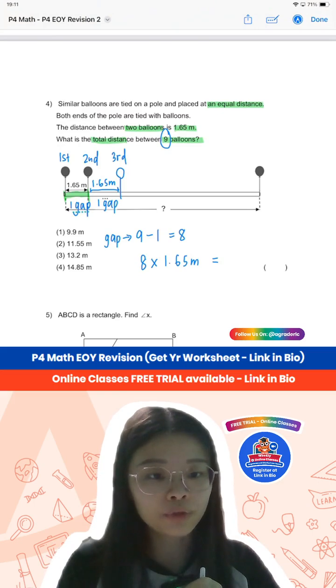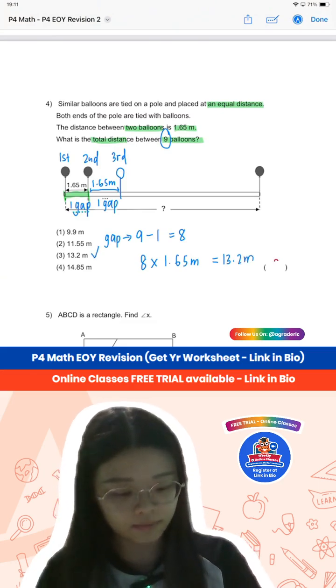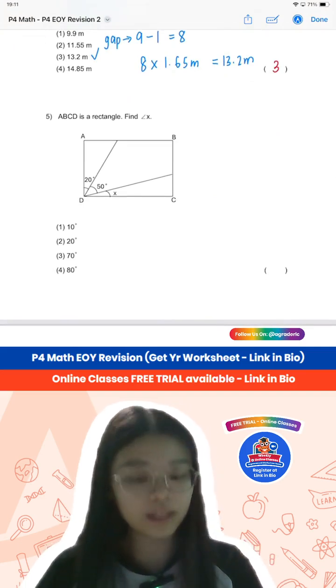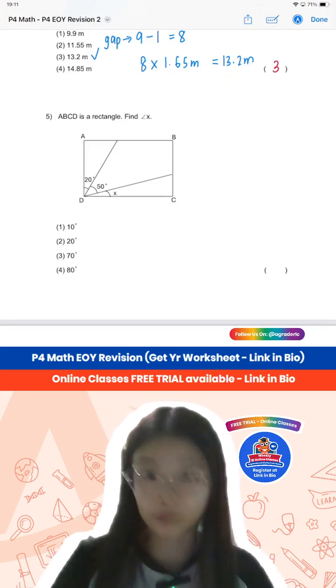Okay, so most of you already answered option 3. Very good. Option 3, 13.2 when you multiply it correctly. So option 3 is the correct answer. Now let's go to question 5. Question 5 is a pretty direct question, as long as you remember the properties of a rectangle.